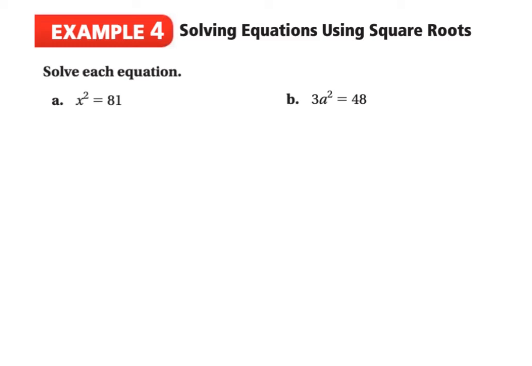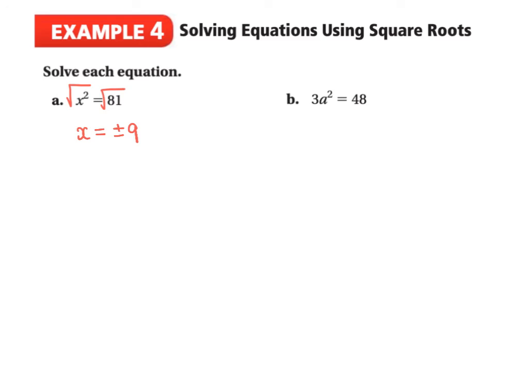So if we're looking at question A, we've got x squared is equal to 81. And if we're going to solve this, what we need to do to solve for x is take the square root of both sides. And when we find the square root of both sides, it undoes the squared part. So we get x is equal to the square root of 81, which is going to give us positive or negative 9.